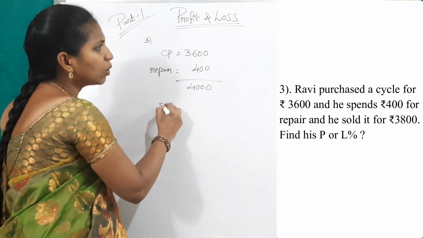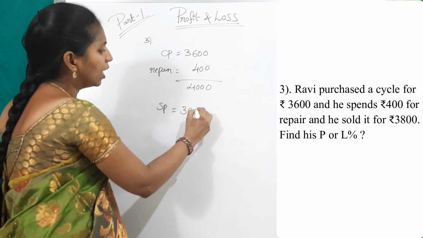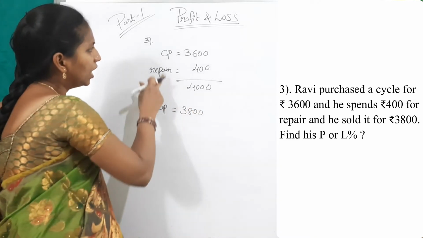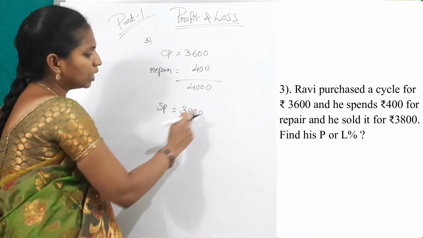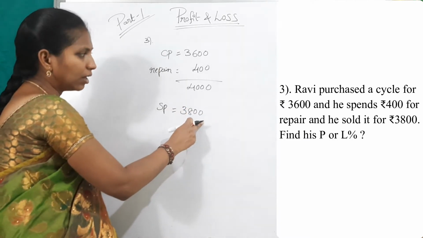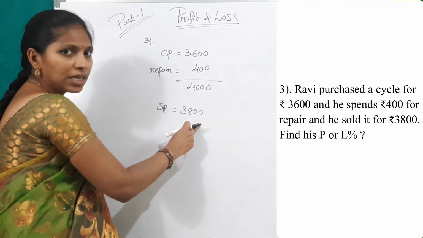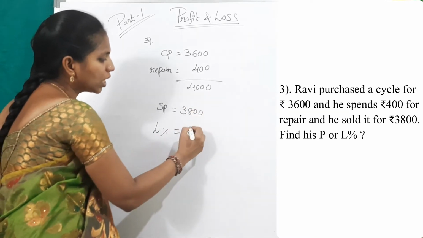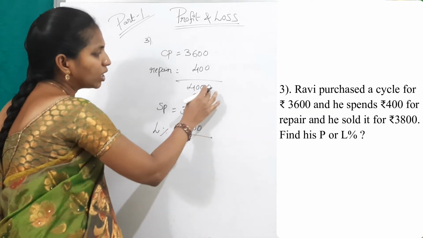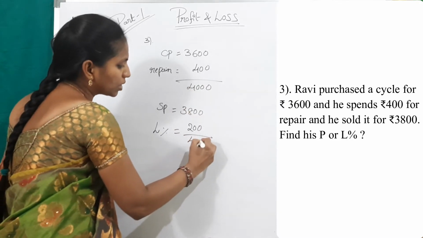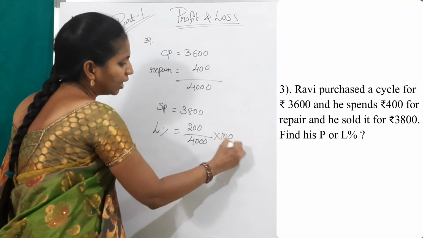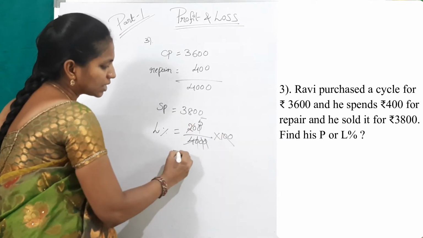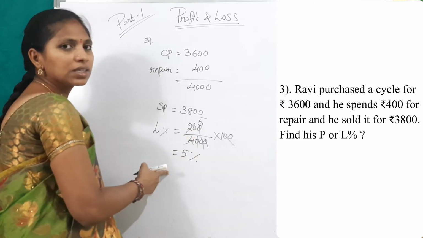At the time of selling, selling price equal to 3,800. Now find out profit or loss percentage. Here CP equal to 4,000 and SP equal to 3,800. Definitely here there is a loss. So loss percentage equal to how much loss? 200 rupees loss, by cost price, 4,000 rupees. 200 by 4,000 into 100. So the zeros get cancelled. Now here 5 times cancelled. So 5% is the result.